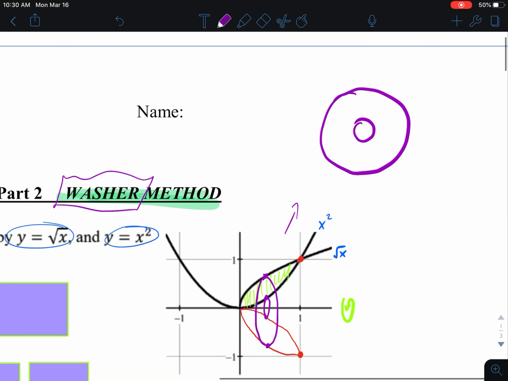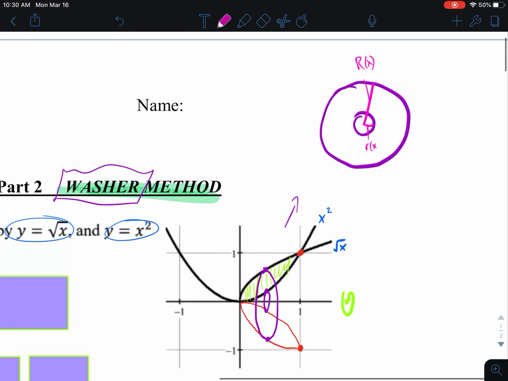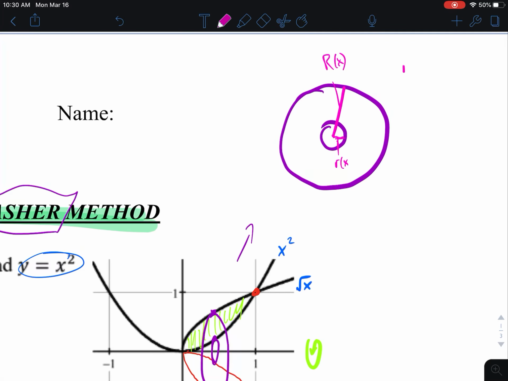Okay, so how do you find the area of this? Well, you need to know the big radius, the radius all the way to the outside, we'll call that capital R of x. And then you need to know the little radius, this little guy. We'll call that lowercase r of x. Now, if you want to find the area here, you take the area of the big circle. Big circle will be pi times big radius squared. In fact, let me just leave off the of x. Pi R squared, right? That would be the area of the entire circle.